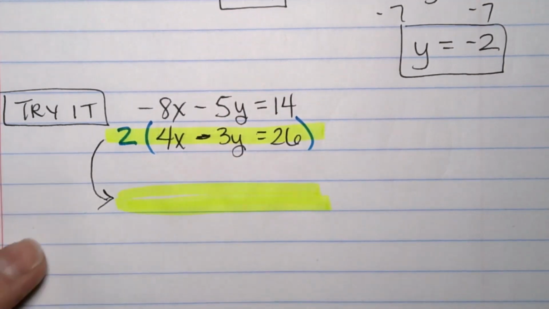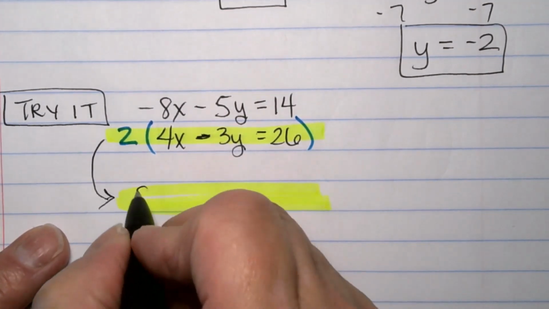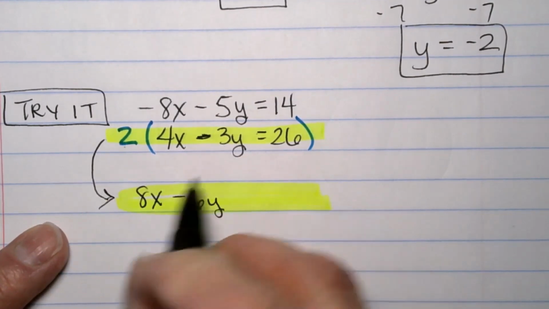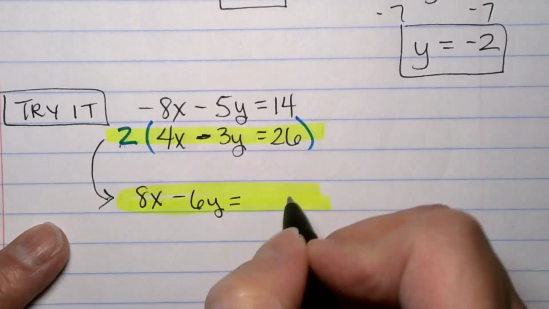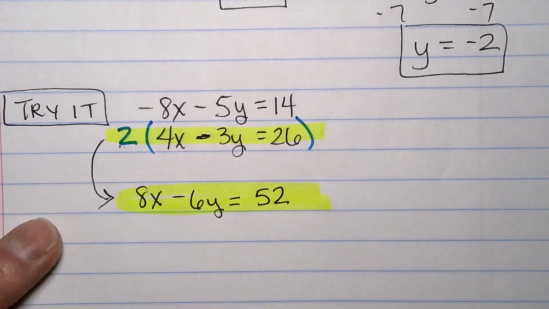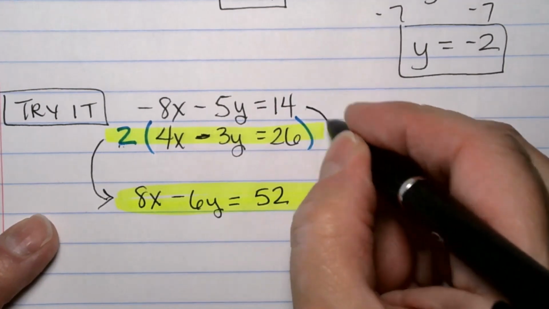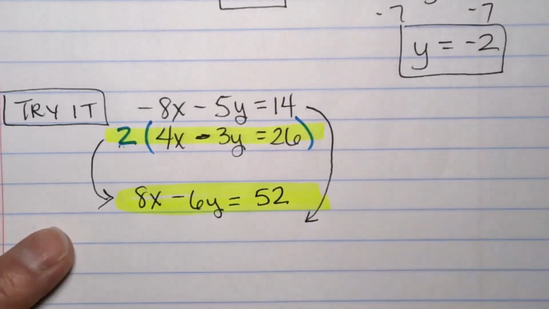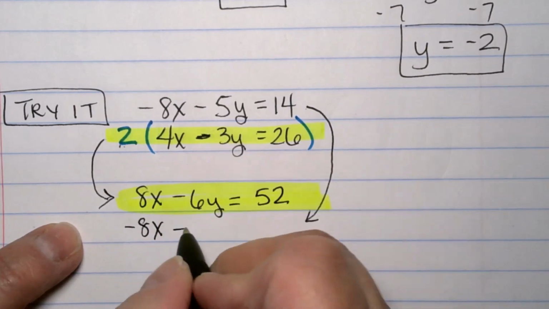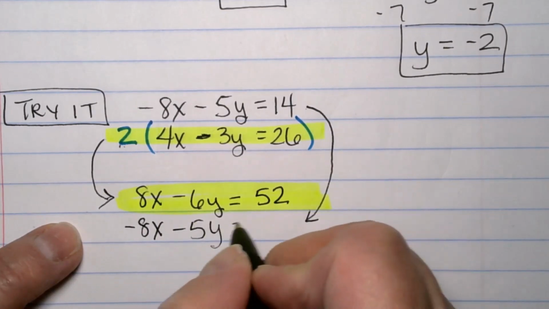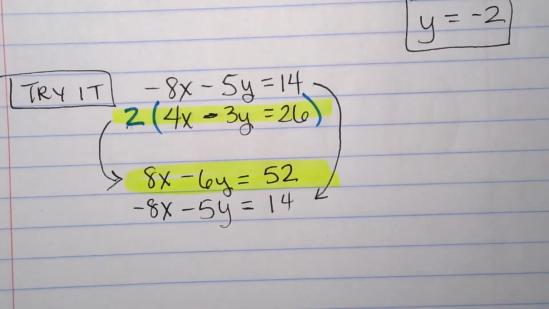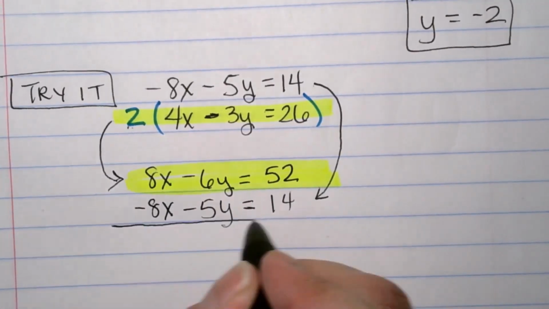2 times 4x is 8x. 2 times -3y is -6y. 2 times 26 is 52. Then you take the other equation and you just copy it underneath. -8x minus 5y equals 14. Okay? Because we're just going to smash. Hulk smash.